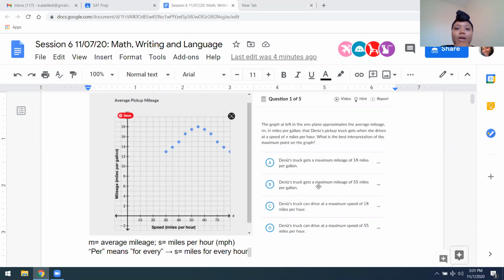So what would be your answer for question 1? It says, what is the best interpretation of the maximum point on the graph? The maximum point is the highest point. So what is the highest point telling us?